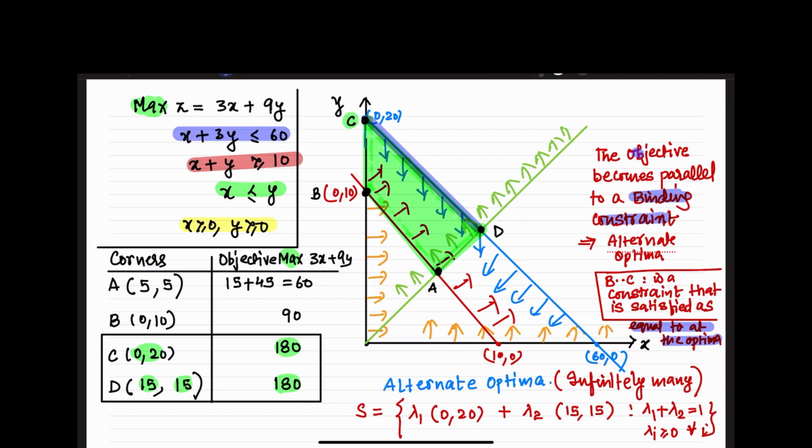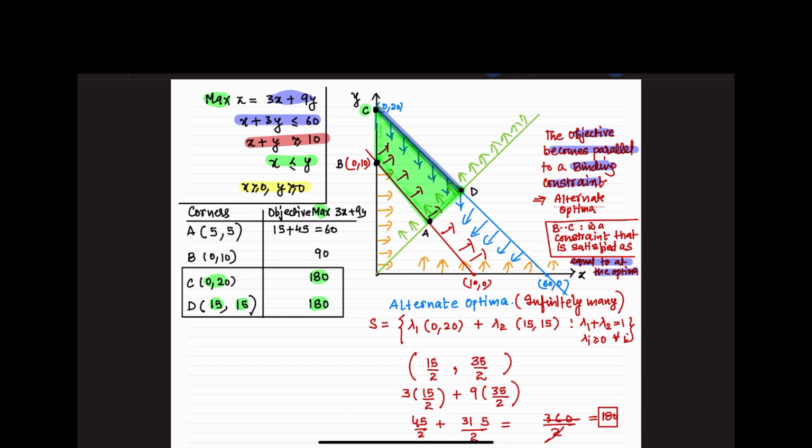And when your objective, which here was 3x plus 9y, becomes parallel to a binding constraint, then the case of alternate optima comes. Why is it parallel? Because look, all the coefficients here, 3 and this 9, are a multiple of these, 1 and 3. This is 1 here, this is 3; if you multiply by 3, the coefficient here will become 3 and here it will become 9. So this is the case of an alternate optima where you get optima at more than one point. And the moment you get the optima at more than one point, you get infinitely many optima along this line segment. Okay.